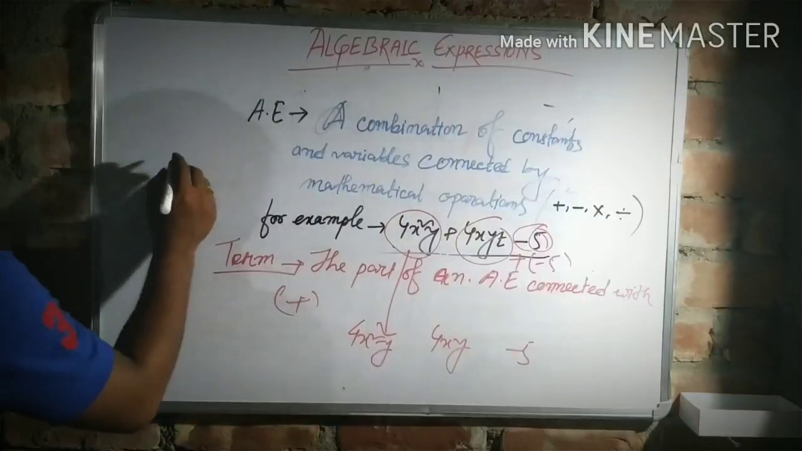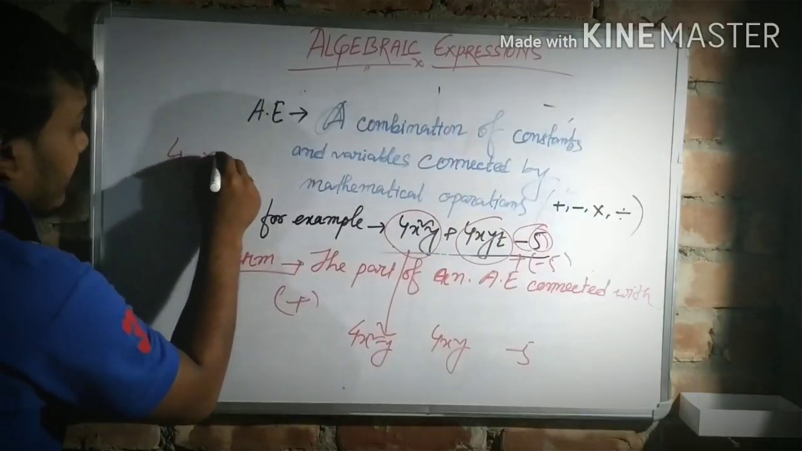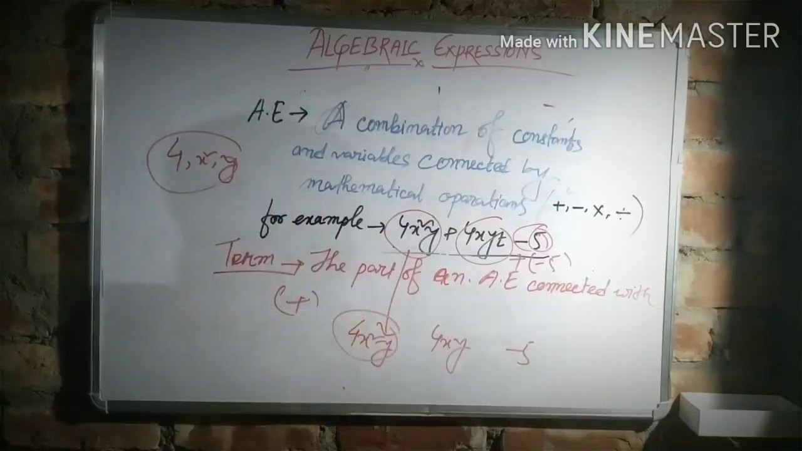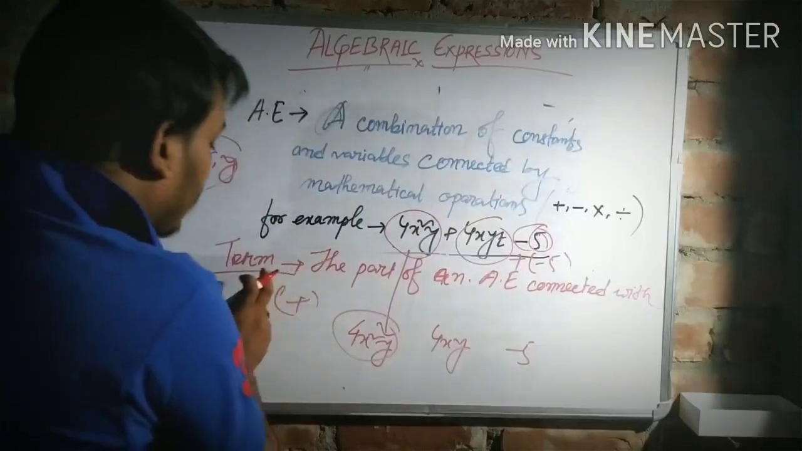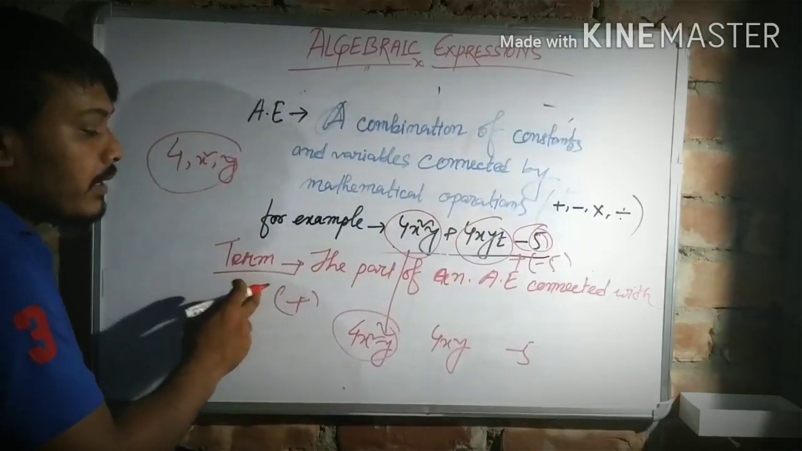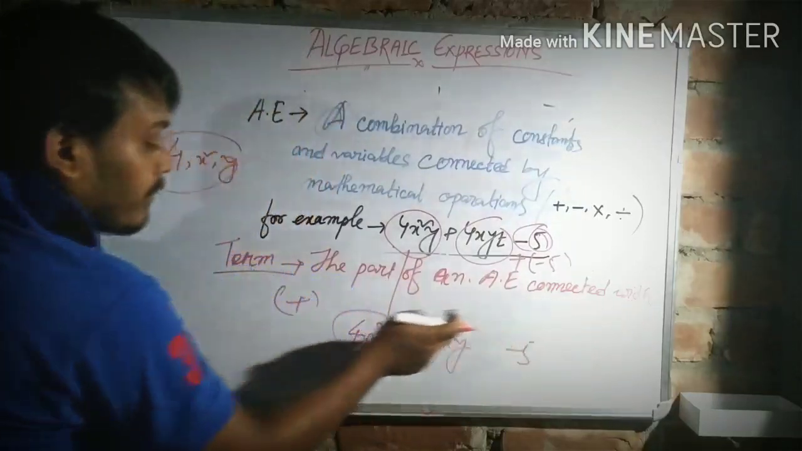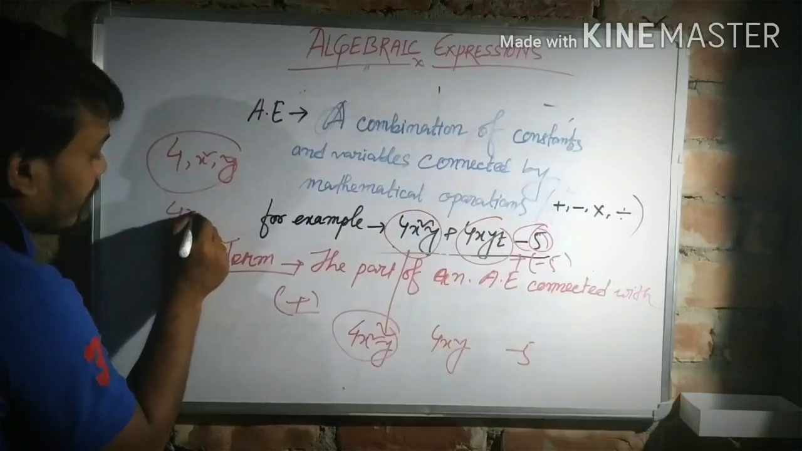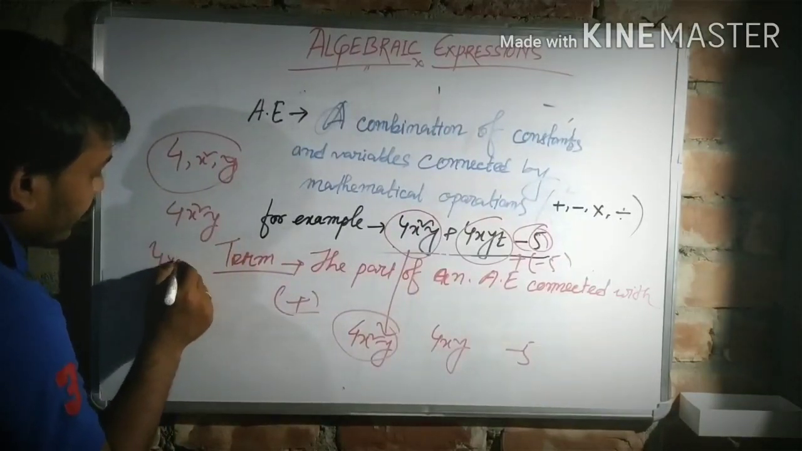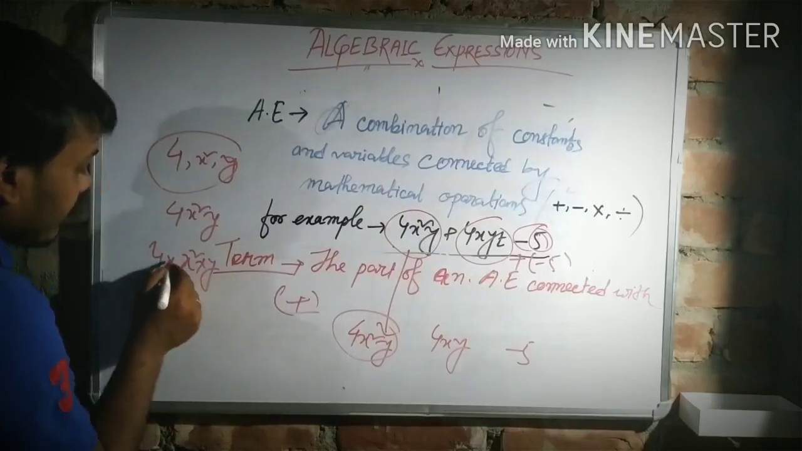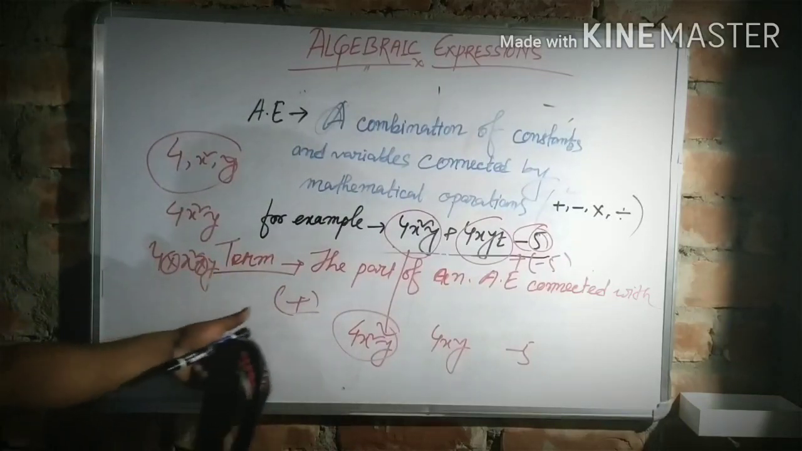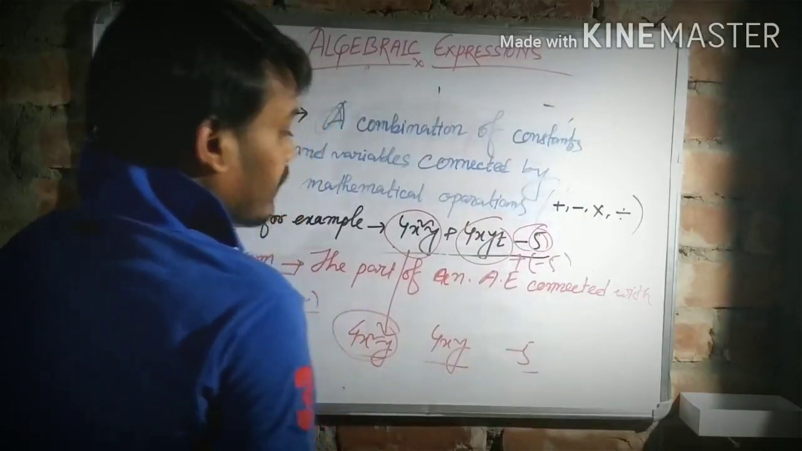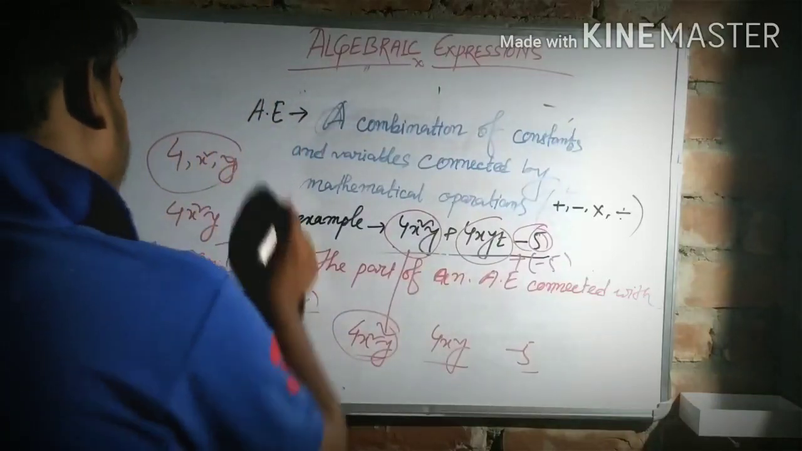4x square and y are there in the first term, but they are not different terms, they are a single term, because in the definition of terms, the parts are connected with the operation plus. But 4x square y is 4 into x square into y, connected with multiplication, so it is not separate terms. So it is one term, two terms, three terms.